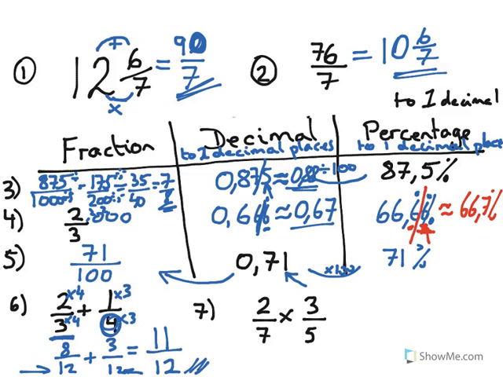Multiplying fractions is super easy. We just look at the top two numbers and multiply them together. 2 multiplied by 3 gives us 6. Then we look at the bottom two numbers and multiply them together. 7 multiplied by 5 gives us 35. So the answer to this is 6/35. And that's how we should do these basic decimal, fractions, mixed fractions, percentage conversions.